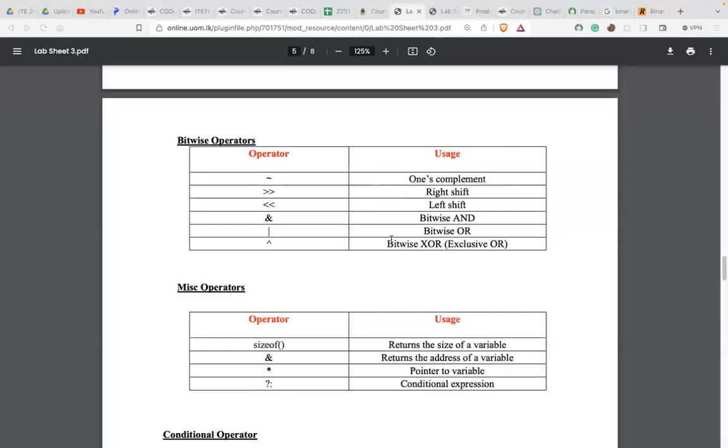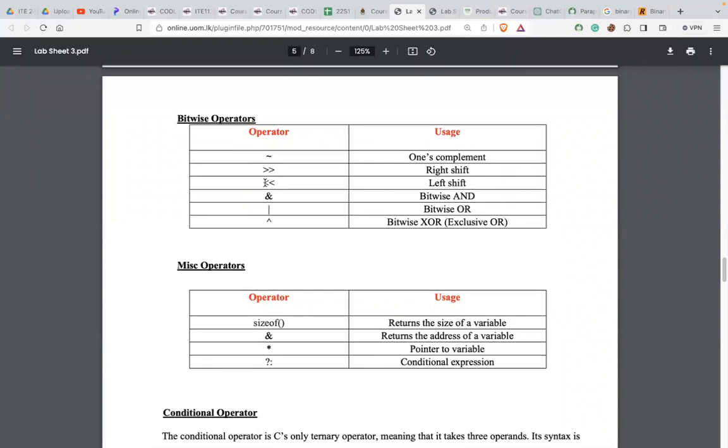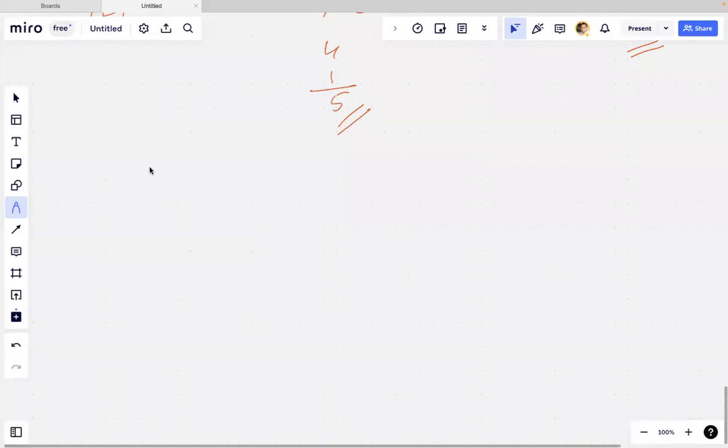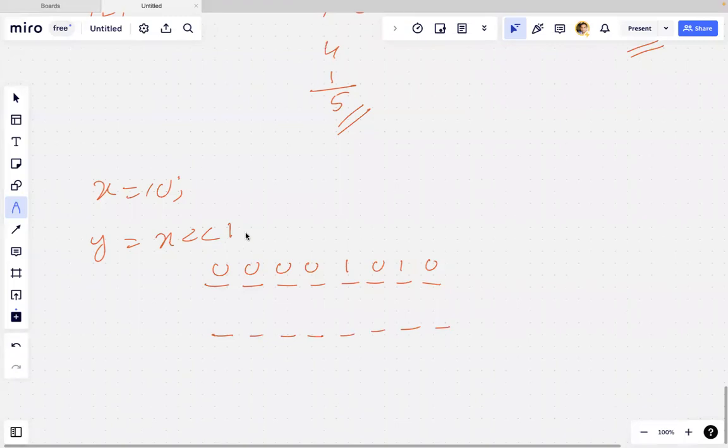Okay, the same applies to the left shift operator. Let's take x is 10, y is equal to x left shift by 1. Then 1, 2, 3, 4, 5, 6, 7, 8: 0, 0, 0, 0, 10 means 1, 0, 1, 0. Left shift by 1. Now what happens? The bits go to the left side. So this bit is out of bound.